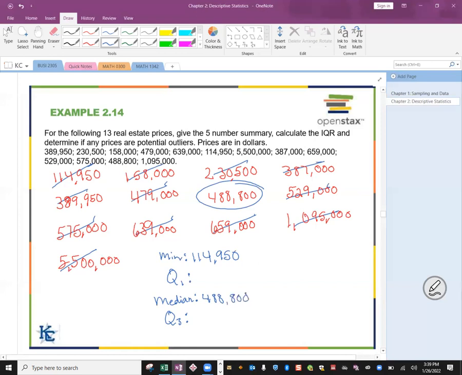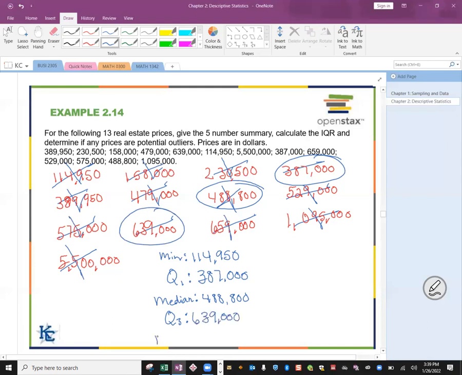So for our Q1, we're going to find the middle number for the bottom quartile. So we're looking here, 1, 1, 2, 2, 3, 3. So that value for our Q1 is 387,000. For our Q3, we're going to look at the upper values, the upper half of the data. So we have 1, 1, 2, 2, 3, 3. And so that value is 639,000. And our maximum is 5,500,000.